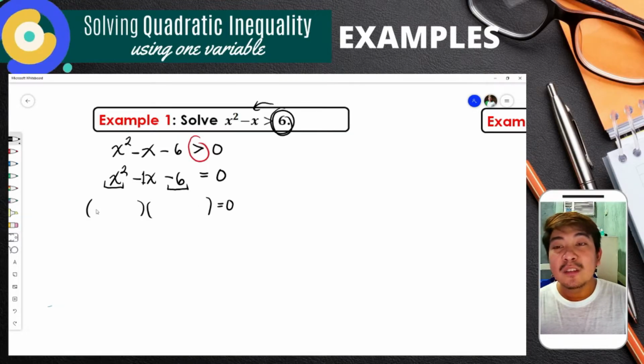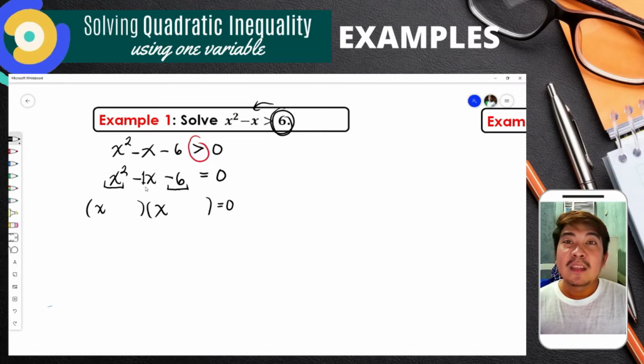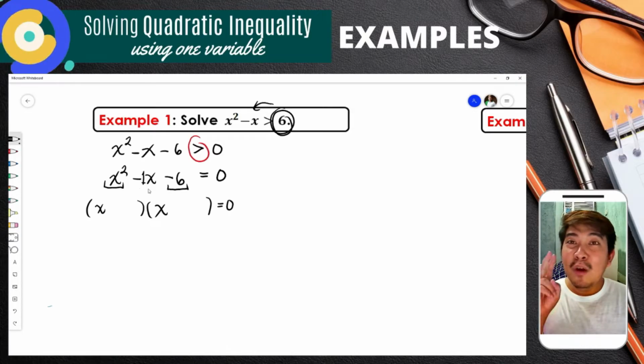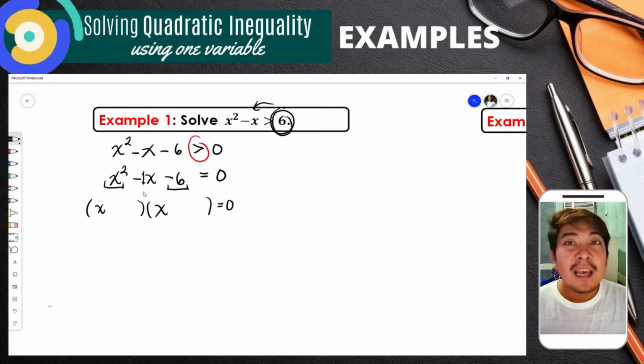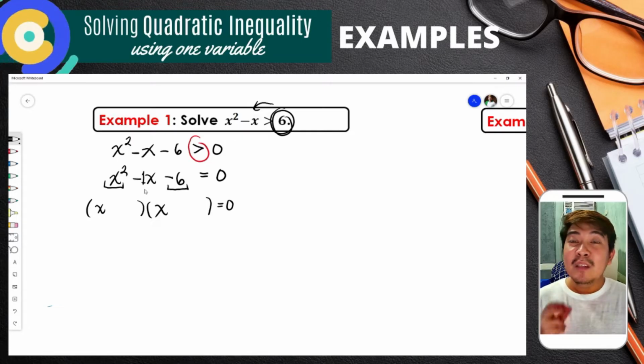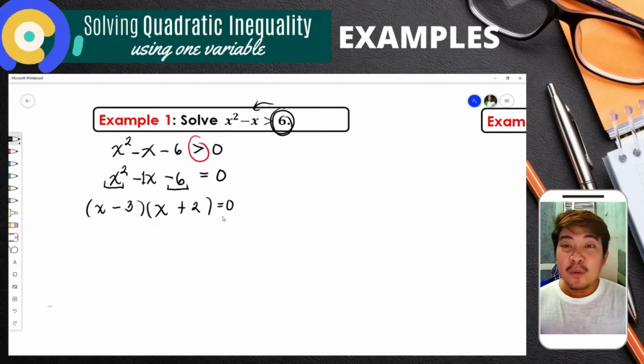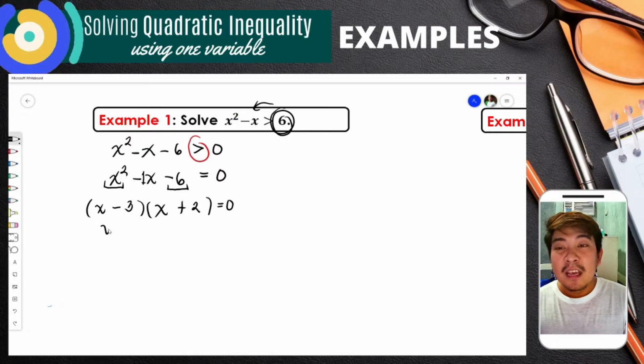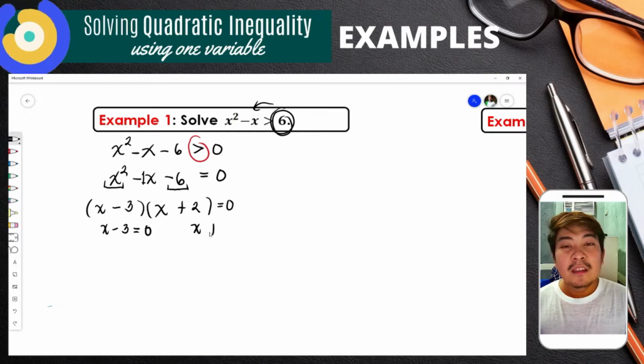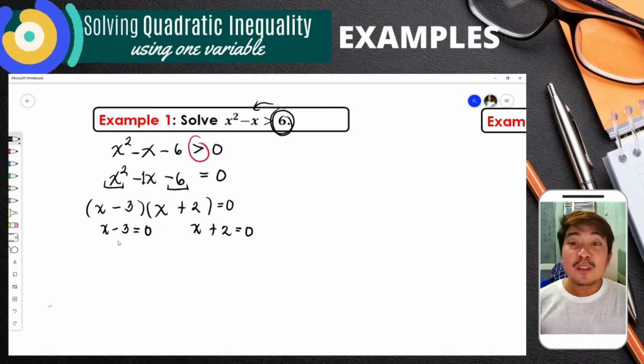So what will be the factors? So let us first factor x squared. So the factors of x squared will be x times x. And then the factors of negative 6 that will add up to negative 1. Dalawang numbers kapag minultiply negative 6. At the same time, kapag ka-inad natin, it will become negative 1. So that will be negative 3 and then positive 2. So since this is already in factored form, we can apply the zero product property. Let us equate both factors to 0. Ayan, x minus 3 is equal to 0. The other one, x plus 2 is equal to 0.